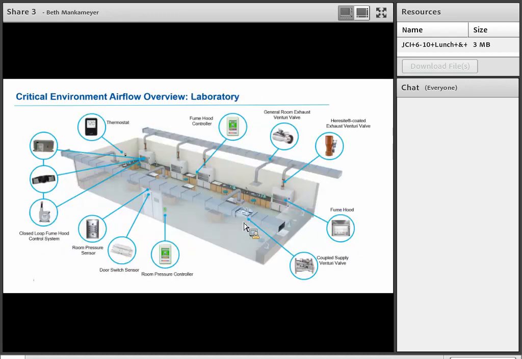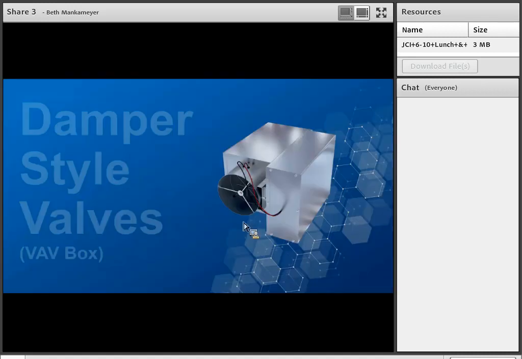And additionally, just going into the other side of the coin in a laboratory, you'll see things like Parasite-coated venturi valves and also some similar things like a door switch sensor. So we're going to be going over these valves in their definition and also looking at when you would want to use one over the other. So let's get started. Here's the real meat and potatoes of the presentation.